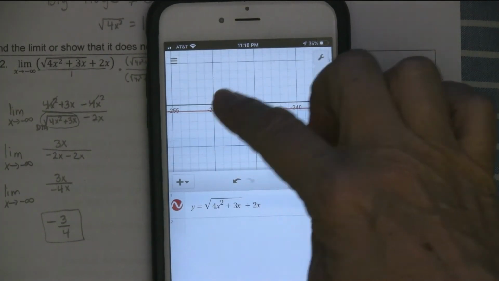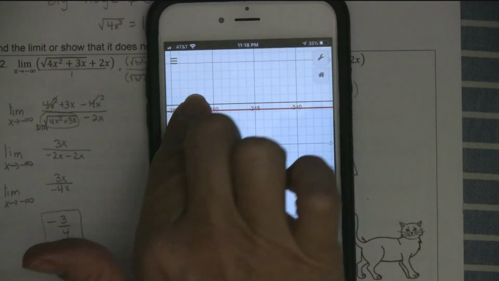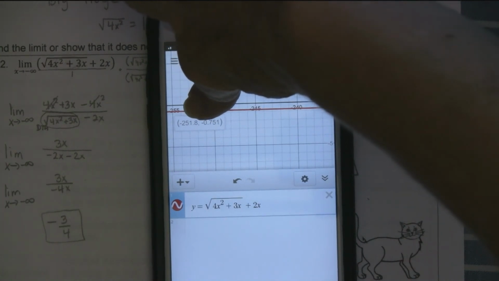We're not even at the national debt. How come I can't do that? Andrea? Okay, so there I am at negative 0.751, right?